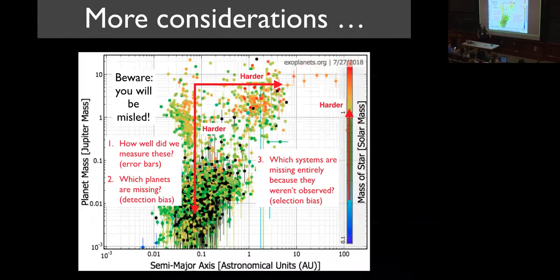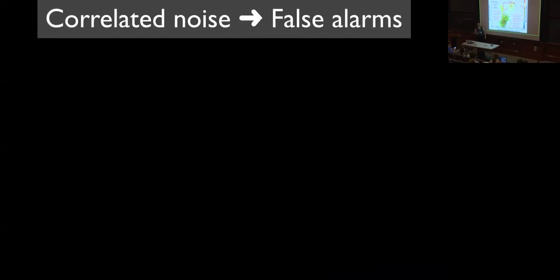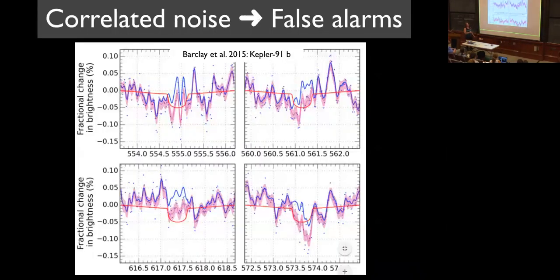Okay, so going back to this, another factor that we have to think about. So we talked about what planets were missing, what systems were missing. Now we have to think about which planets that are present on this plot don't actually exist. Right? These are the false positives. All right, coming back to this correlated noise issue. Correlated noise produces a lot of false alarms, and one specific situation of this was Kepler 91b.